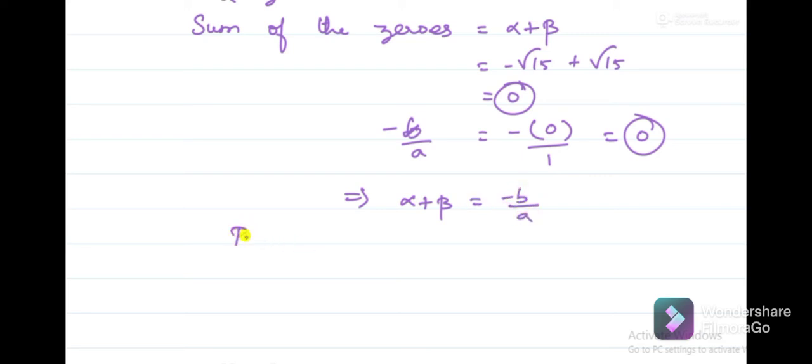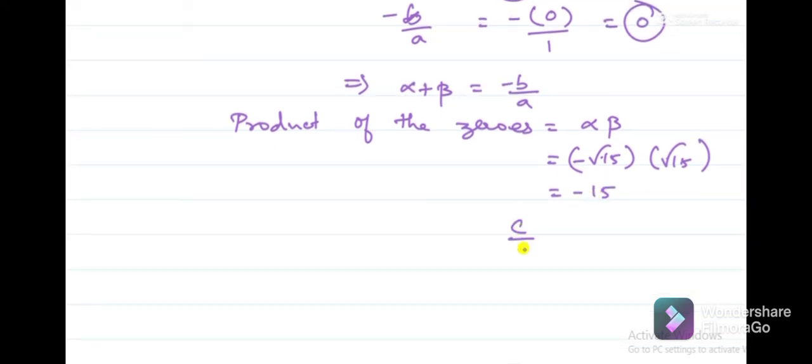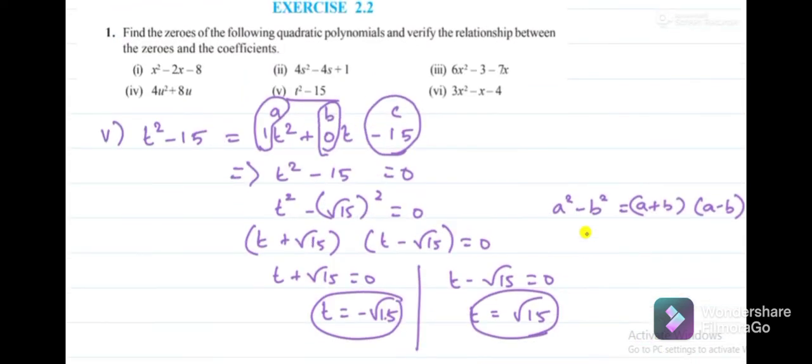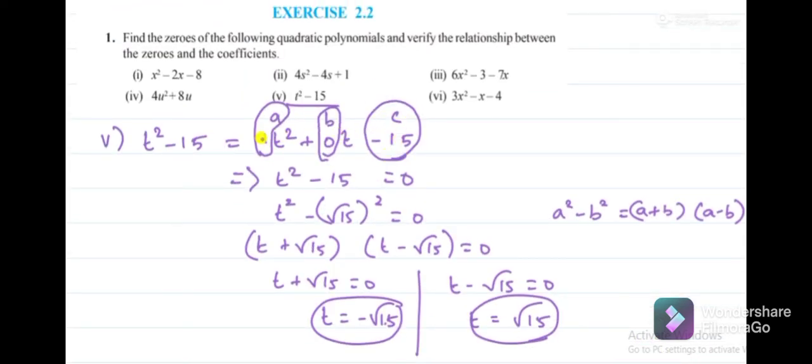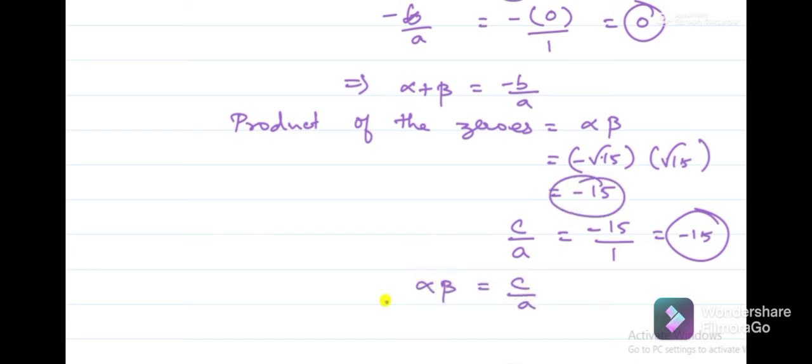Let us find out the product of the zeros, which is alpha into beta equal to minus root 15 into root 15 will give you minus 15. C by A is equal to minus 15 by 1. This is minus 15. Therefore, alpha into beta is equal to C by A. We have verified.